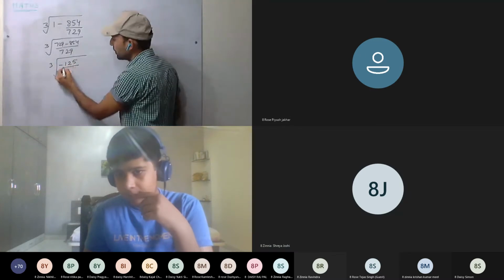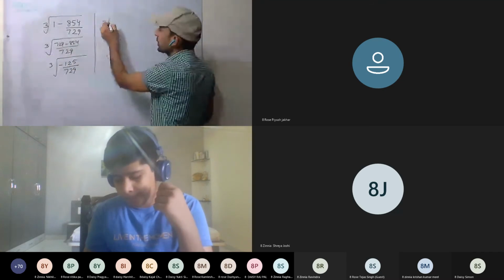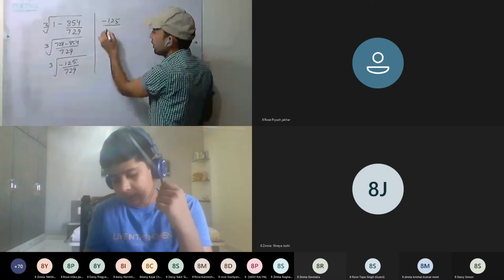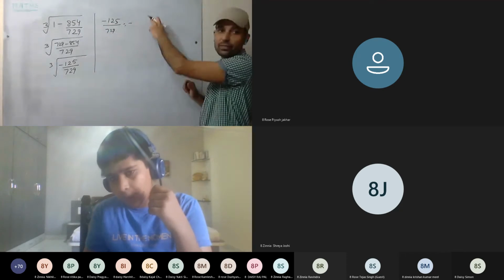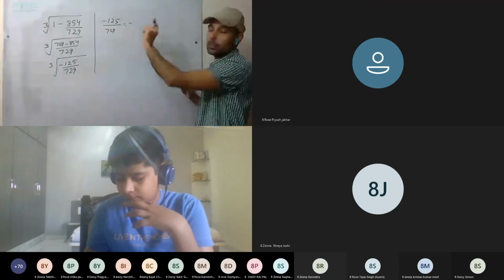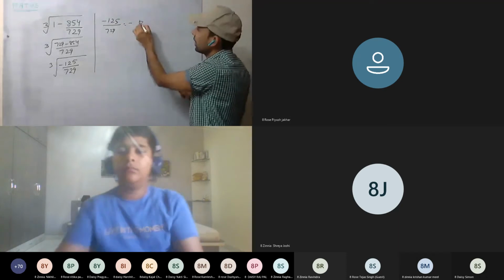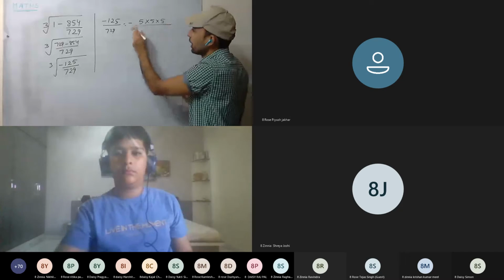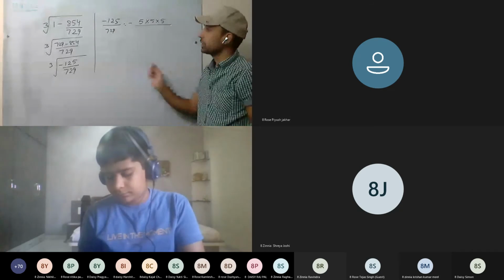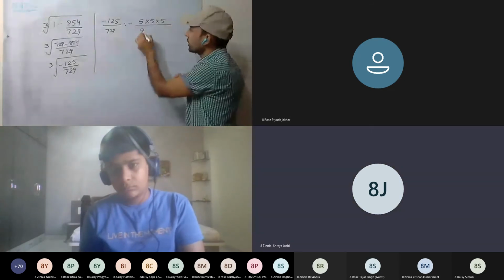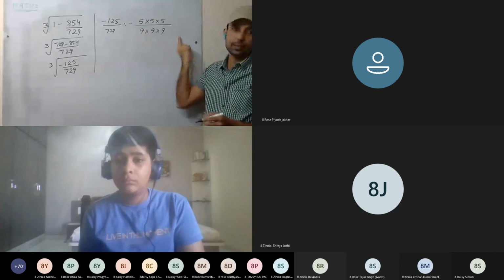Minus 125 upon 729. Minus we can take out, so it will be minus 125 upon 729. Or we can write minus 5 into minus 5 into minus 5. Or we can keep minus outside. The cube root of a negative number is always a negative number, so we can put the minus sign outside. 5 into 5 into 5, and either you can write 729 in terms of 3 or in terms of 9. So it's a cube of 9 into 9 into 9. Either write 3 times the 9 or 6 times the 3.